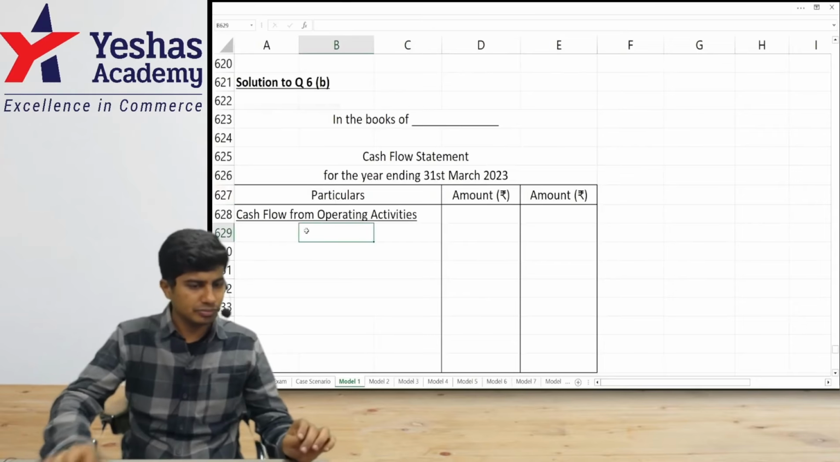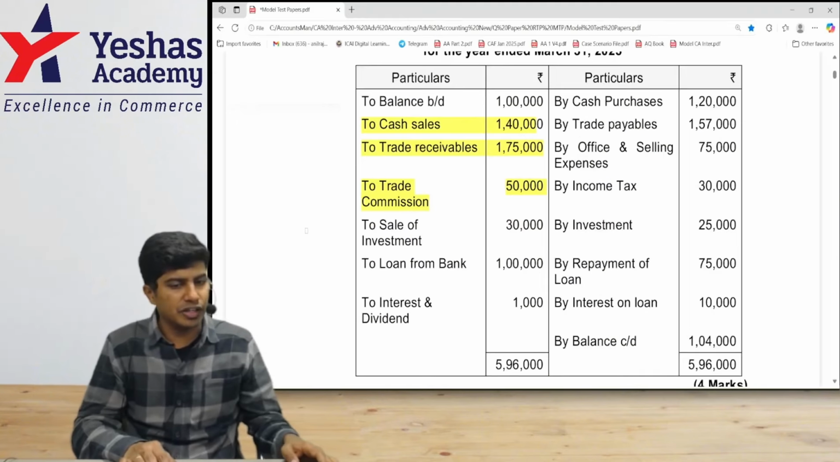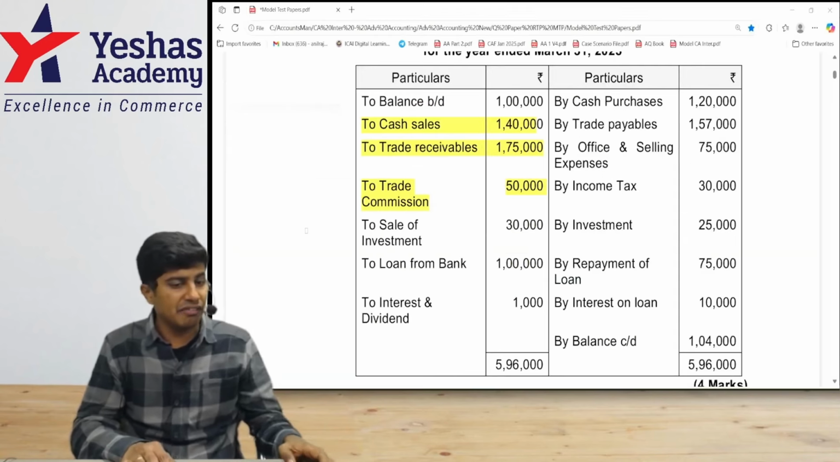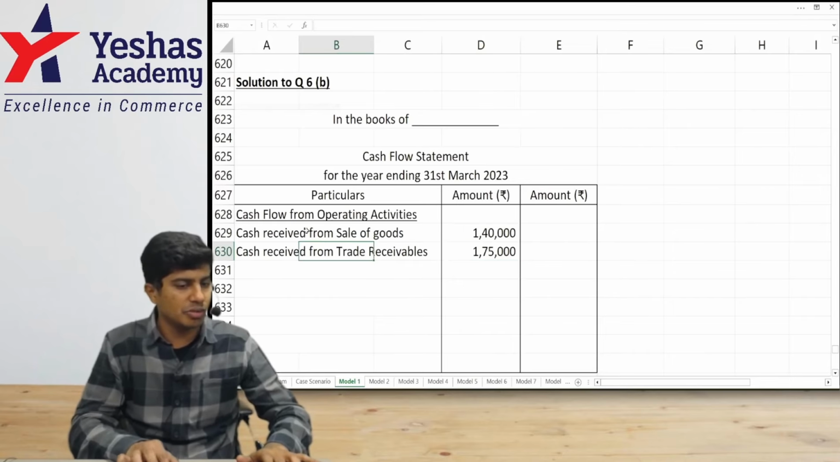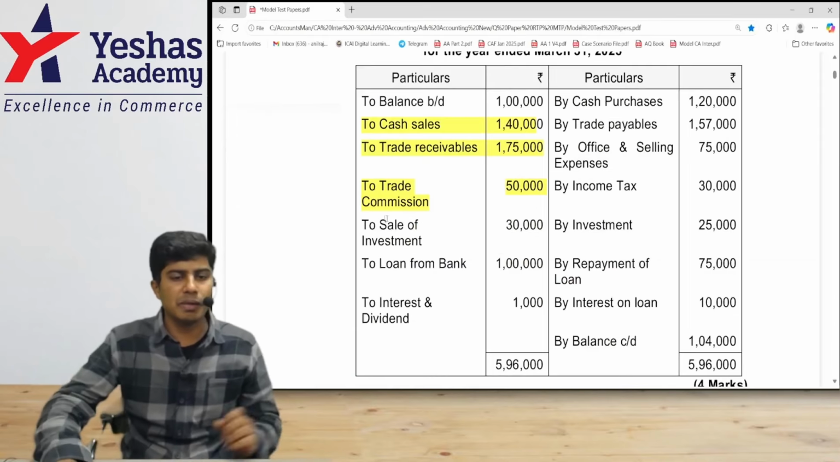Shall I write them? Cash sales, 1 lakh 40. Money collected from trade receivables, 1 lakh 75. And we have commission received, trade commission. How much is trade commission received? 50. Inflows done. Now let's see payments, outflow.